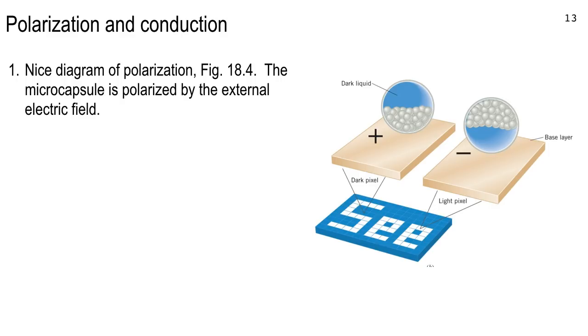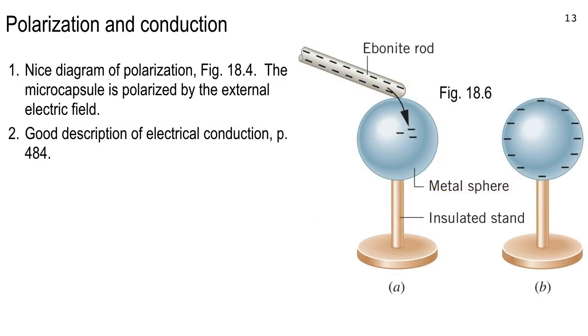And you can read about it in the textbook. Another thing is page 484. There's a very good description of electrical conduction. And it basically says that in a substance like a metal or even carbon, the metallic bonds are overloaded. In other words, they have more electrons than they need to bind into a metallic bond, into a metal. So some of the electrons aren't really needed for that bond, they're free to move around.